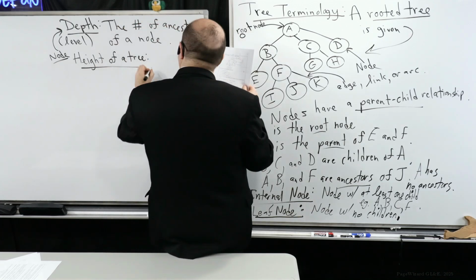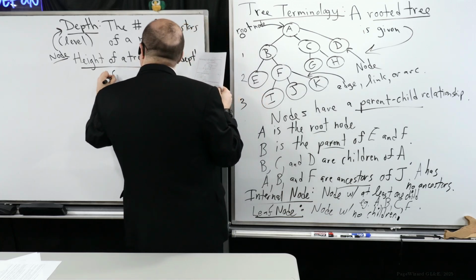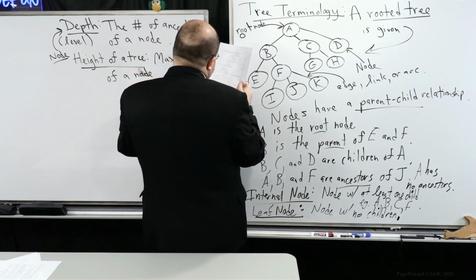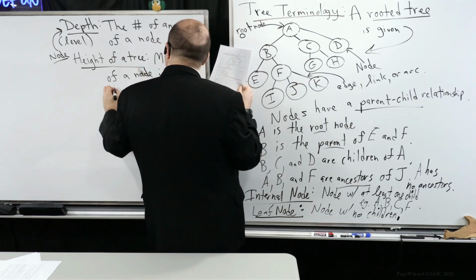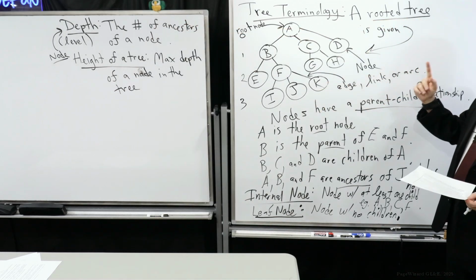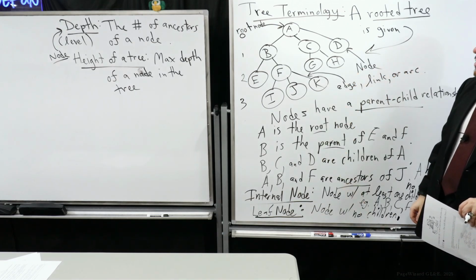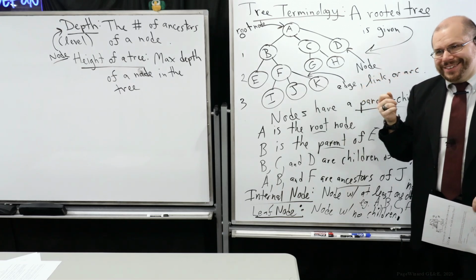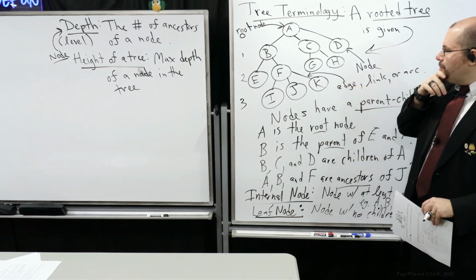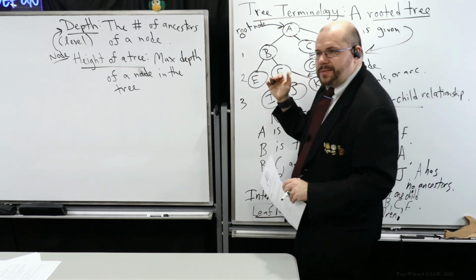The height of a tree is the maximum depth of a node in the tree. So what's the height of this tree then, if it's defined by the maximum depth of a node? What are the deepest nodes in this tree? Sorry, I got really excited here. Can somebody tell me a node with the maximum depth for this tree?